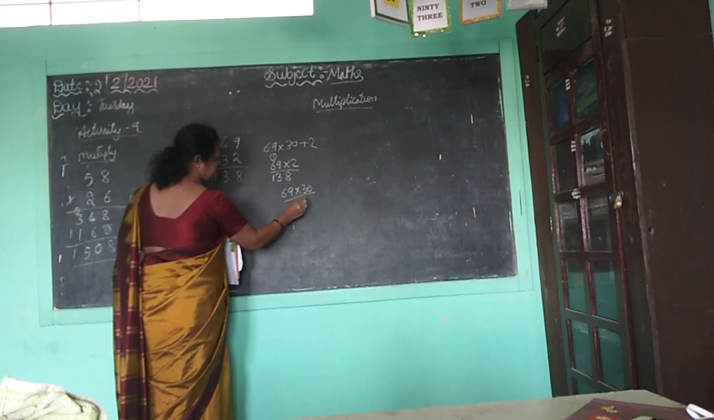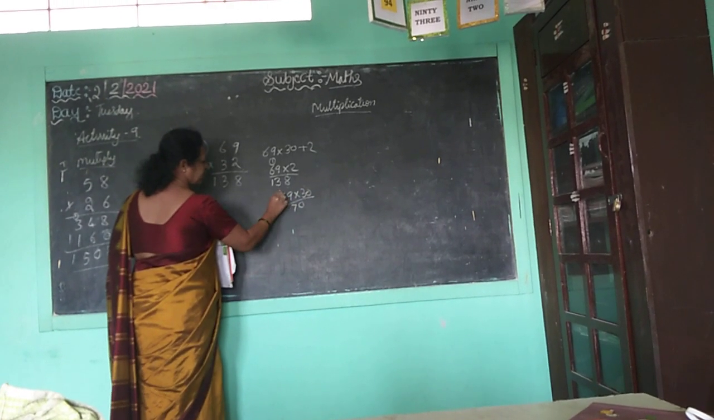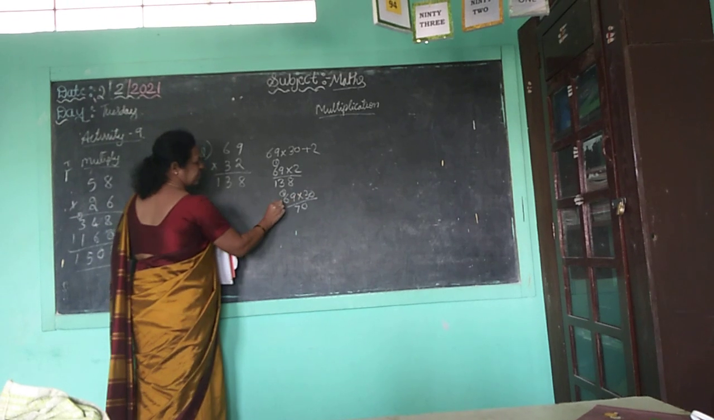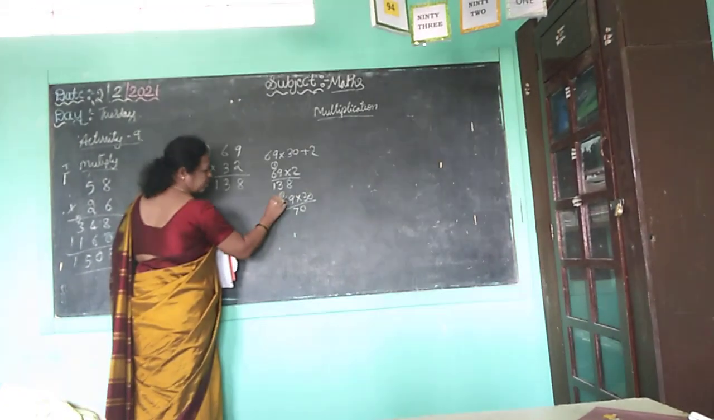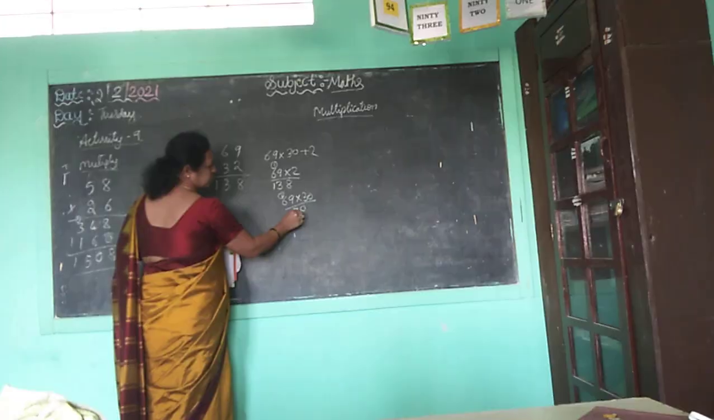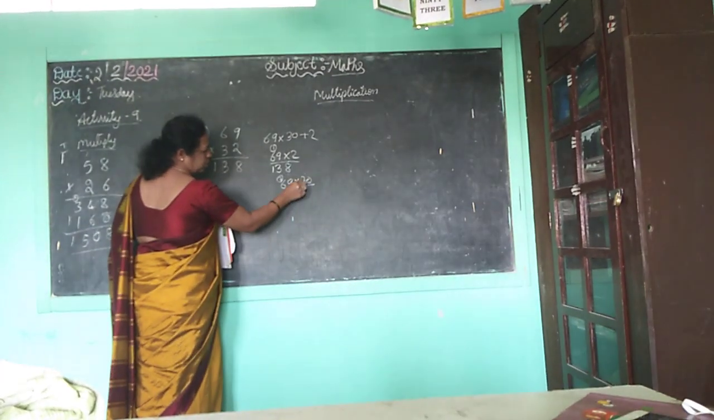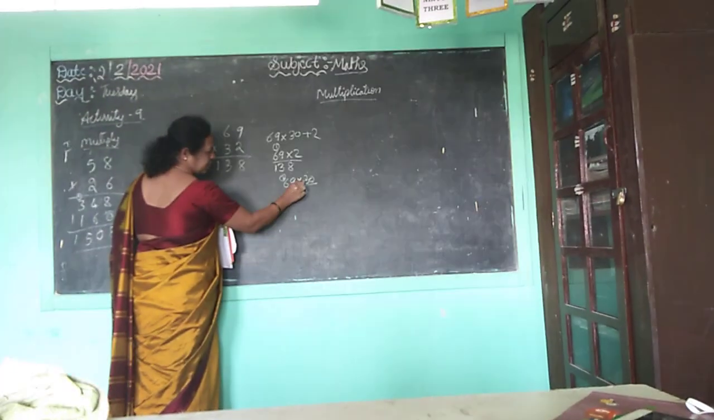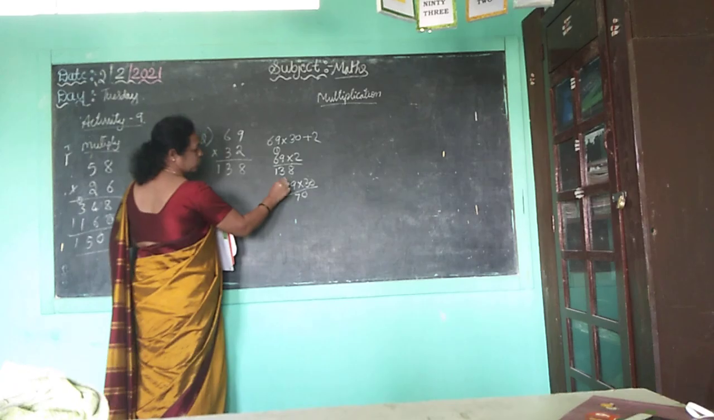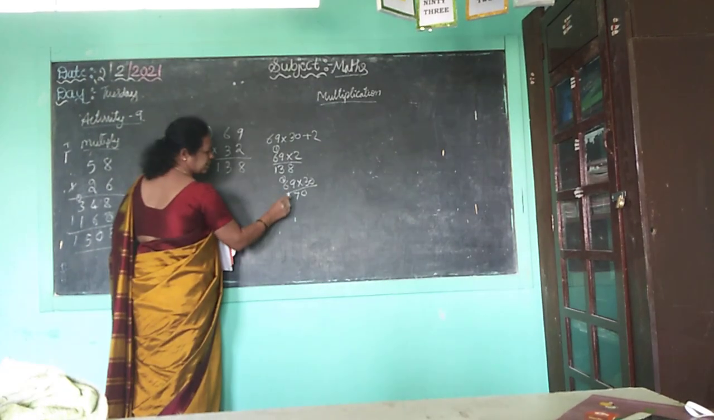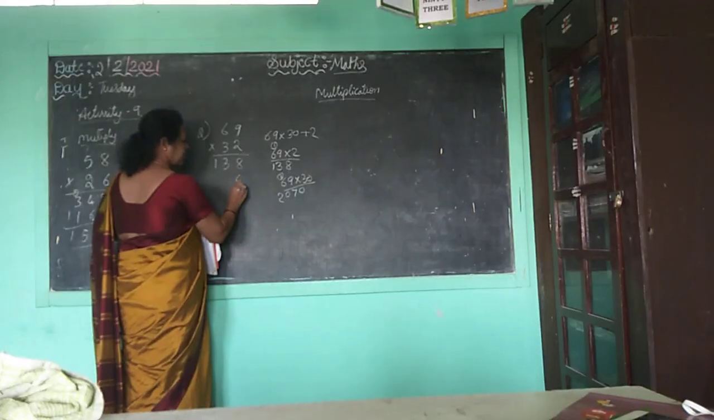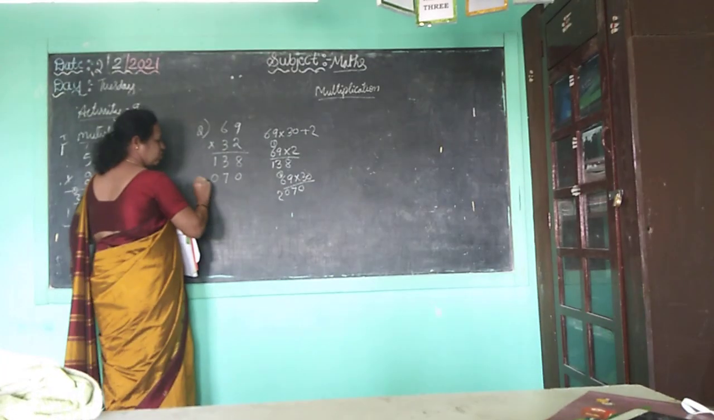See, the 0 is there. 3 9s are 27, 7 and 2 carry. 3 6s are 18 plus 2 is 20. Because 0 times anything is 0, you have written 0. Now write 0, 7, 0, 2.